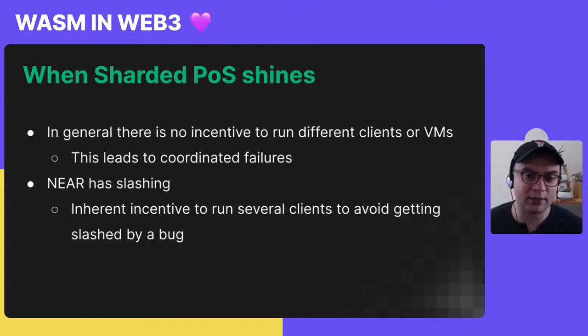So there is an inherent incentive on the blockchains with slashing for the validators to run multiple clients. And maybe even the same client, but the same client that uses different virtual machines. It can also be an alternative for validators.